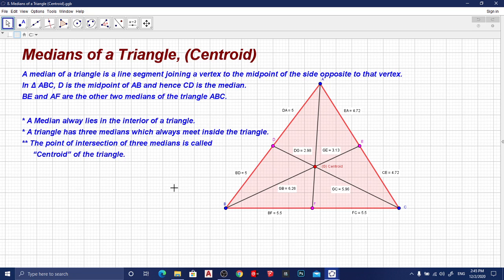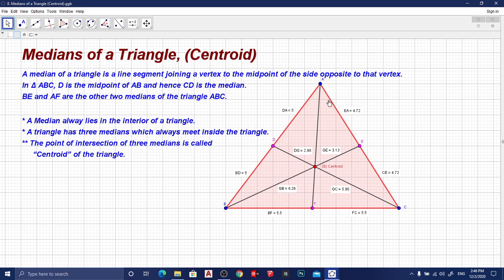So because of that you have to learn this clearly. Now, medians of a triangle. First you have to know what a median is. A median of a triangle is a line segment joining a vertex to the midpoint of the side opposite to that vertex.